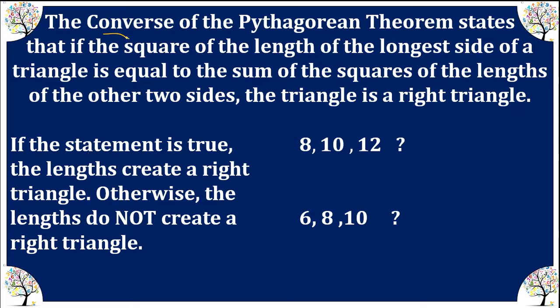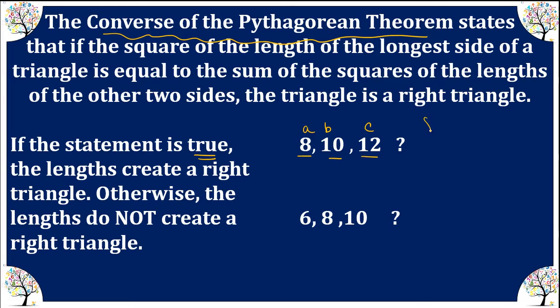Okay, the converse of the Pythagorean theorem just simply states if you have 3 measurements, 3 lengths, and you apply the Pythagorean theorem and you get a true statement, then we have a right triangle. But if we get a false statement, the triangle is not a right triangle. So 8 and 10 would be the legs, A and B, because they are the shorter lengths. And then our hypotenuse would be C.